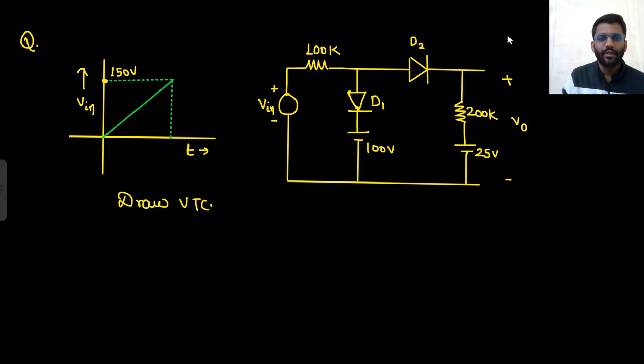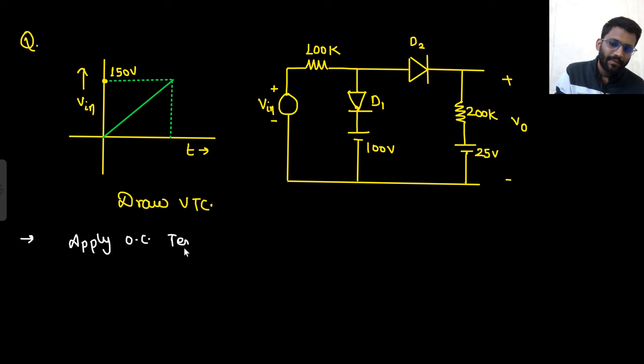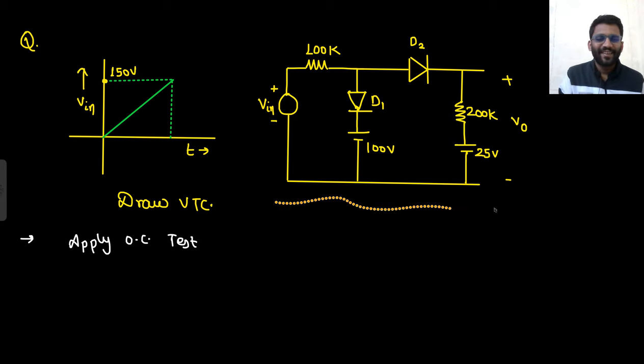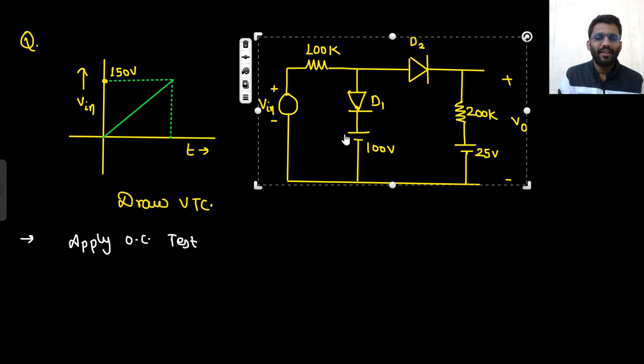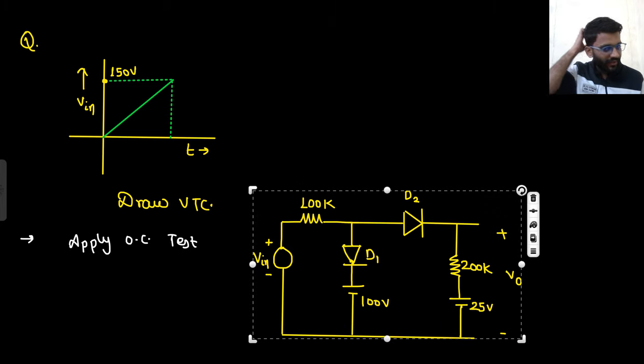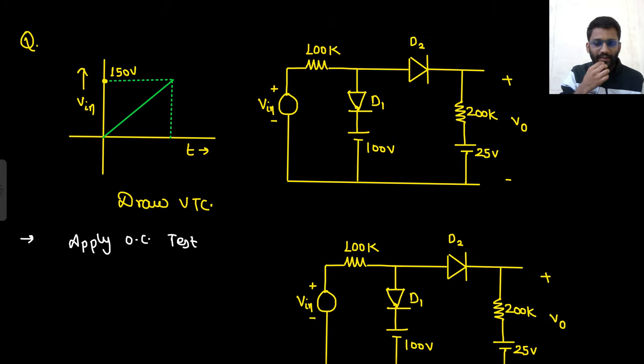Let's move on to the next question. Try it on your own and then see the solution, right? Now we will apply again the open circuit test. But will we draw the circuit this time? Okay, I think I should draw. But you can solve without drawing the circuit, because in the exam, again and again, you will not be drawing, right? You have to eventually learn the skill of solving the circuit without drawing it.